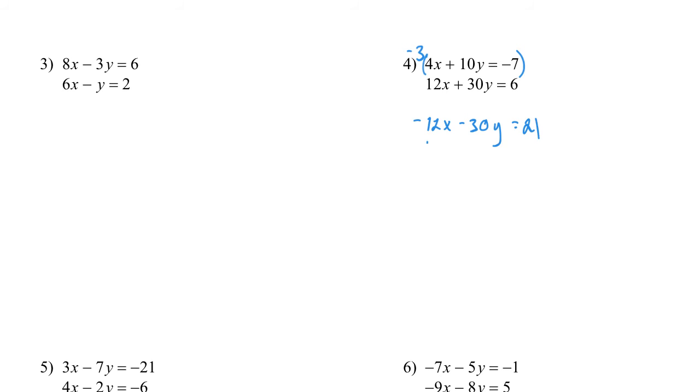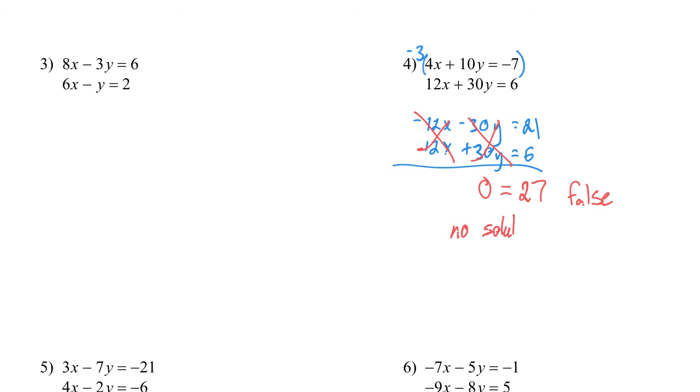And I'm going to rewrite the second equation: 12x plus 30y equals 6, and then add them up. Now, you're probably noticing the x's will cancel, but the y's will as well. So what that means is 0 equals 21 plus 6, 27. But that isn't true, right? 0 does not equal 27. So when you get a false statement like this, that just says that there is no solution. And you stop right there and you just tell me that there's no solution.